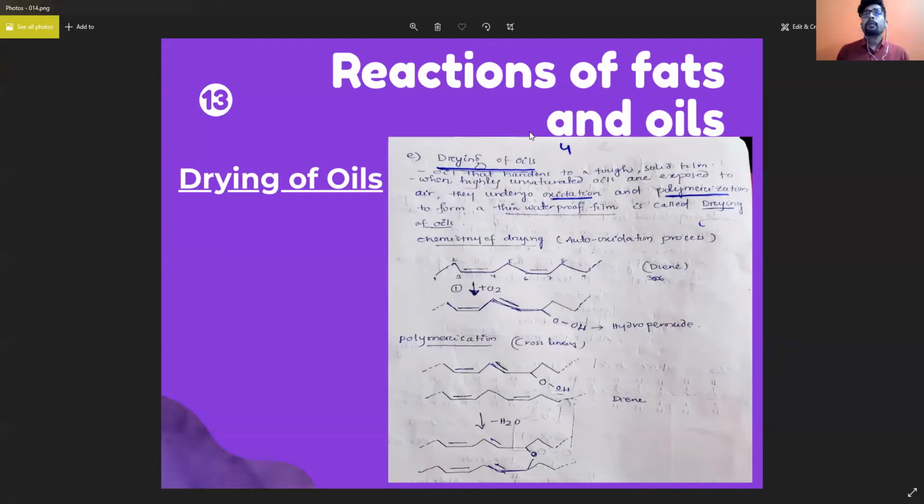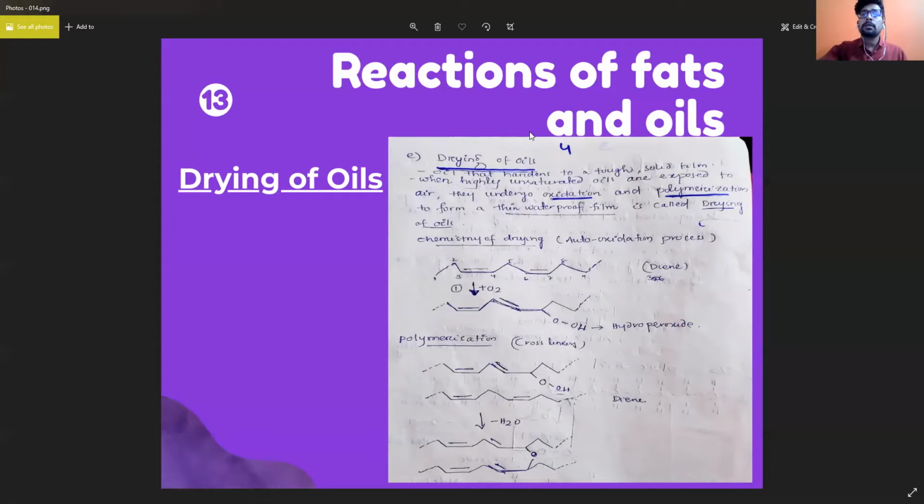And I will explain the chemistry of drying. The chemistry of drying involves an oxidation process. In drying of oil, generally highly unsaturated oils are used. I have given the example, a diene, which is a highly unsaturated oil. I have given the structure of a diene because two double bonds are present. Under oxidation, what is our main aim for drying of oil? Oxidation. So diene, under oxidation, what will happen?